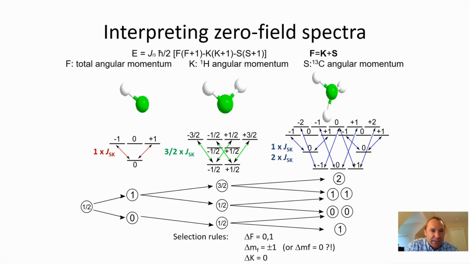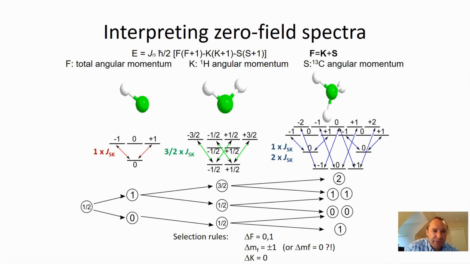If I remember the answer correctly, I believe that what happens is that the total angular momentum F is 1 in both cases, but the combination of K and S is different. So the total angular momentum F is K plus S, and there are combinations of K and S that can give you the same F, but because K and S are different, they have different energies.